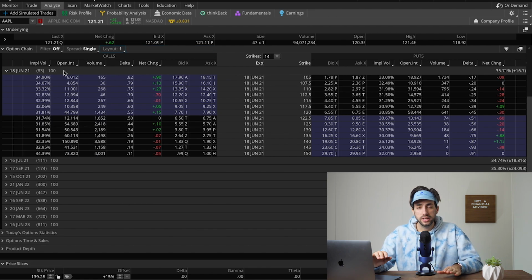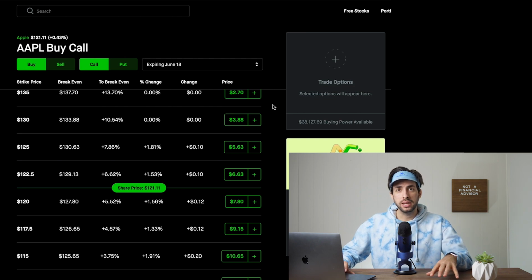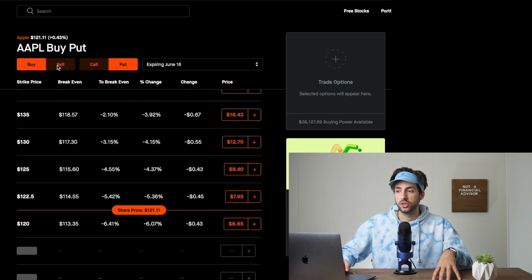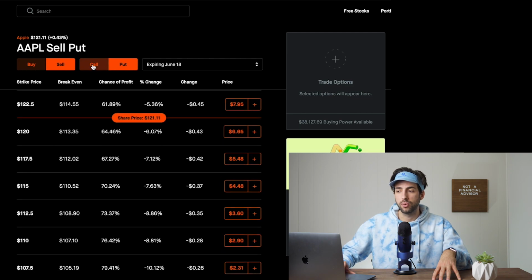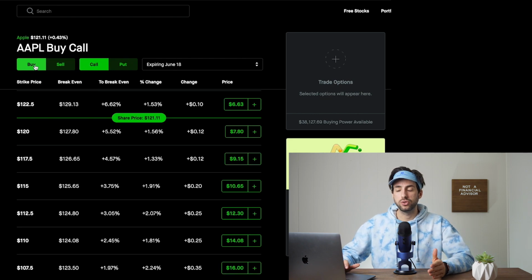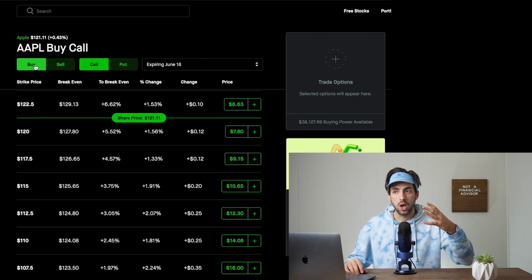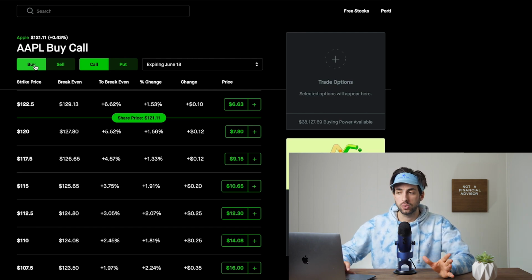So now let's go and take a peek at Robinhood and basically show you where all of this stuff that I just showed you is on Robinhood. So currently we are on Robinhood looking at Apple's option chain. And as you can see, it is laid out very differently. Up here, you have either buy a call or buy a put, and then you can either sell a call or sell a put. So that's how they were able to make it look visually appealing while still including all of the information that I just showed you.